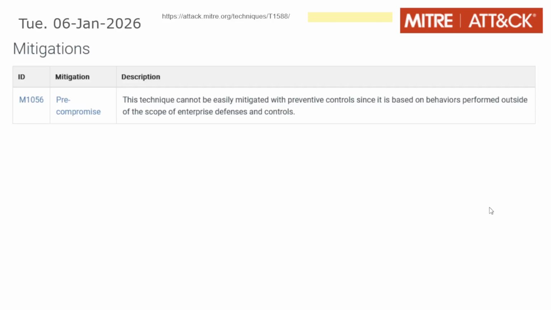I would expect there is none, and that's what it says. This cannot be easily mitigated. It's outside of your premises. But what you can do is have an understanding, since it's based on preventive measures. You can't prevent this, but you can anticipate that this happens. On the next page, there's nothing more to see, right? No prevention. You can stop people from buying exploits, but we know that this is a thing.